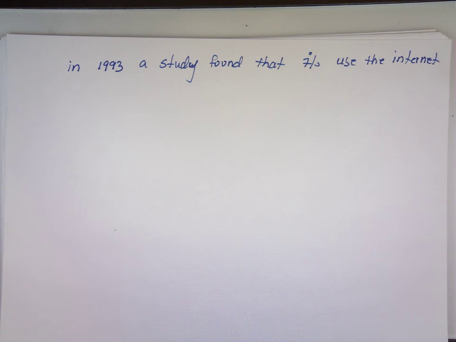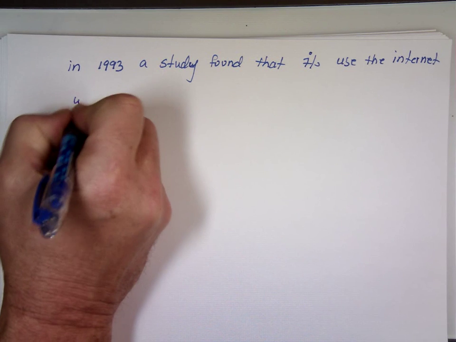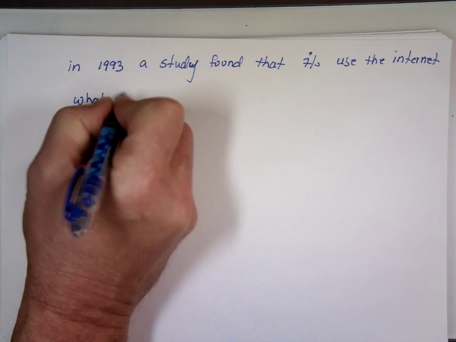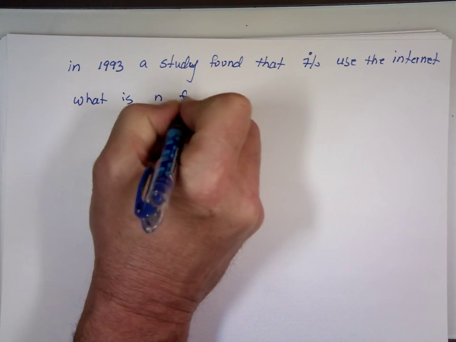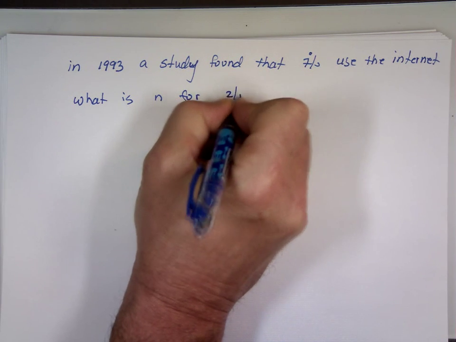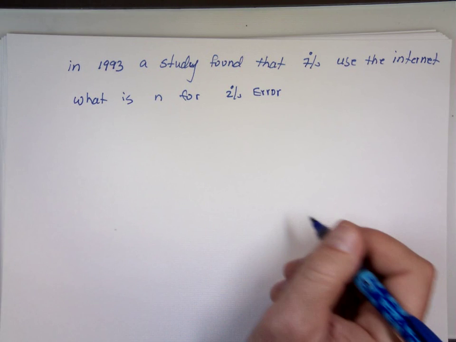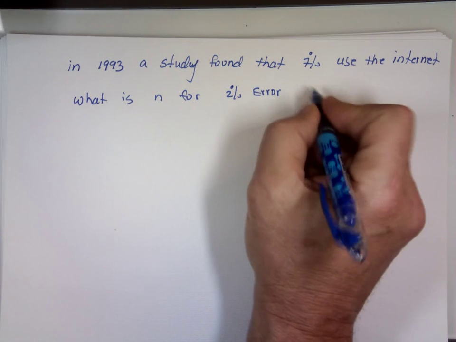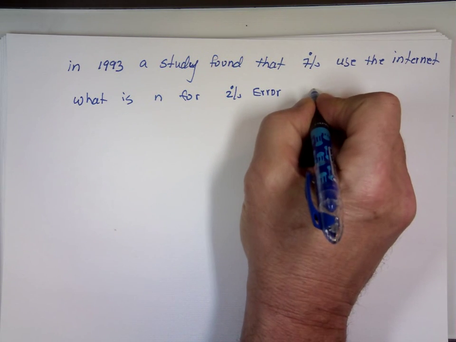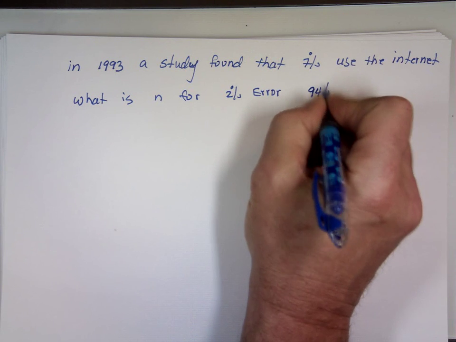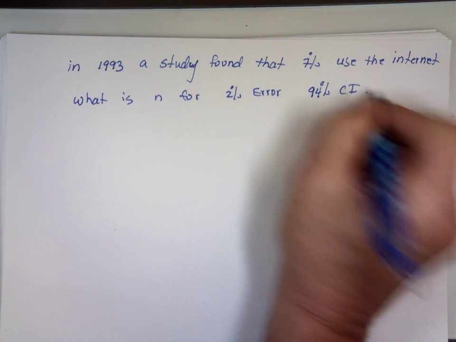And I'm saying, I want to do a study because I think the numbers are different today. What is the sample size, what is n, for a 2% error? And for the confidence interval, we're going to use what? Last time I was trying to use a 94% confidence interval, CI. I can use that because I'm using the Z value here.